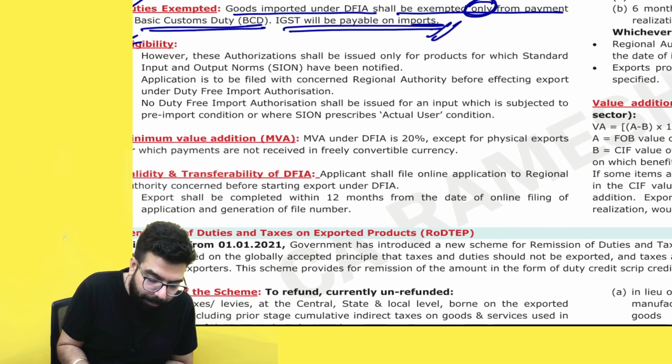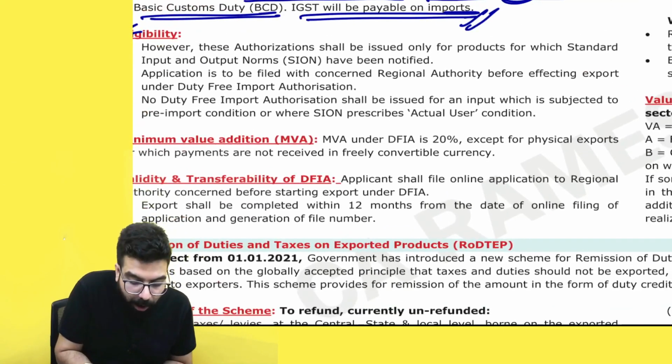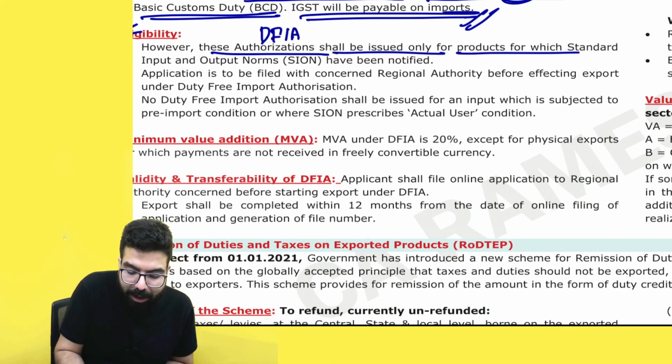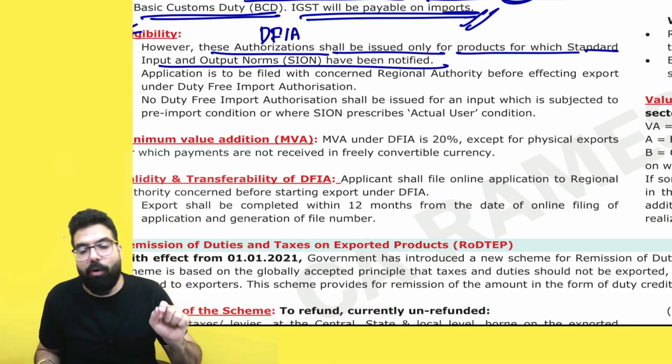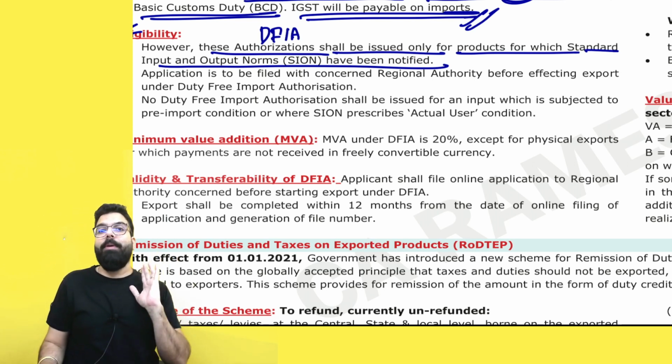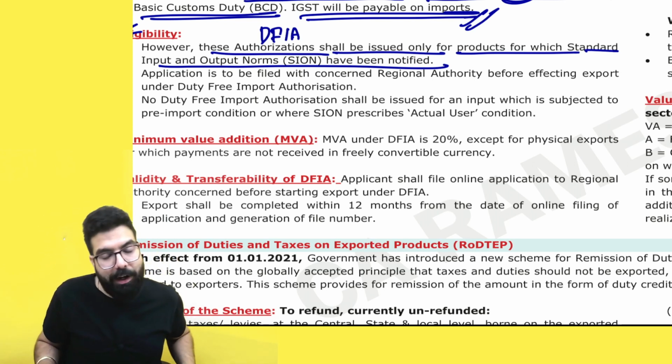Who are the people eligible? Duty-free import authorization shall be issued only for products where SION has been notified. Only if the product which you want to import has a standard input output norm, then only will you be given duty-free import authorization.